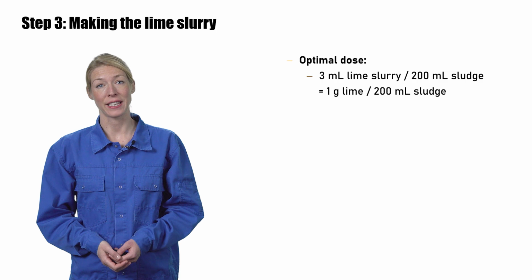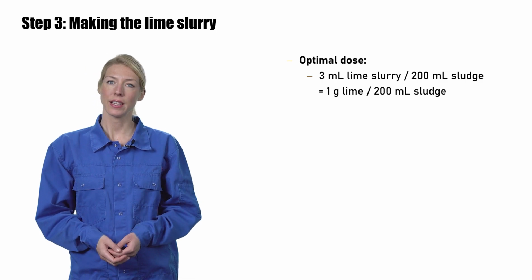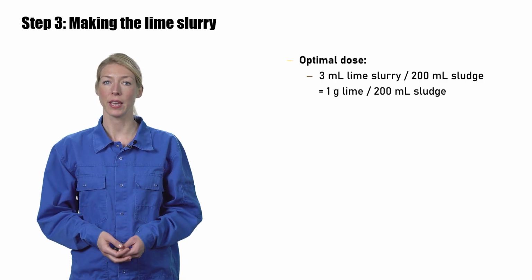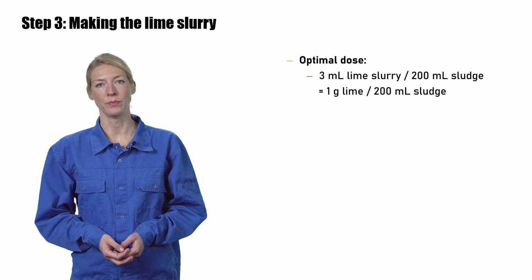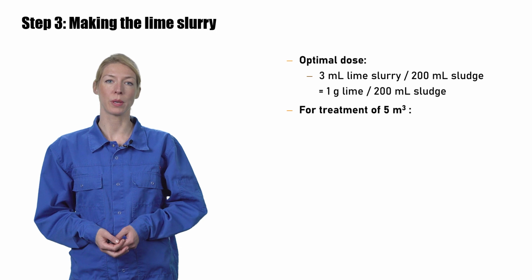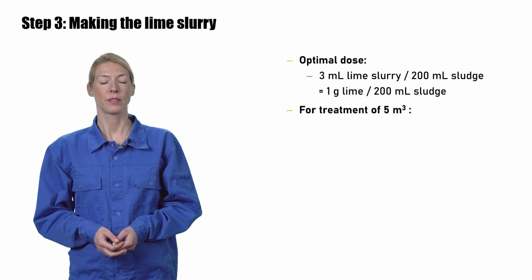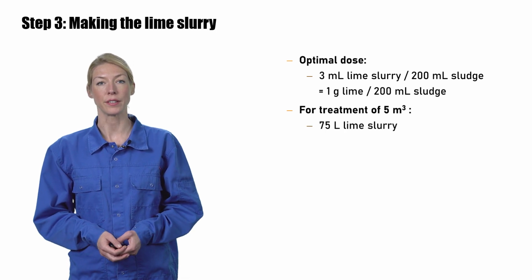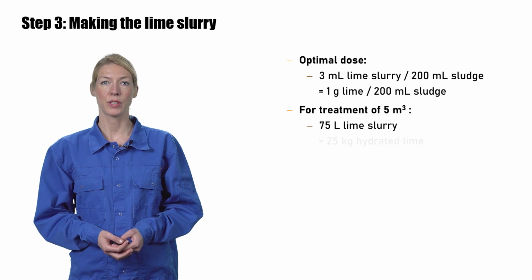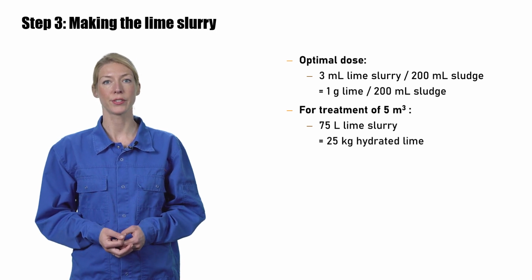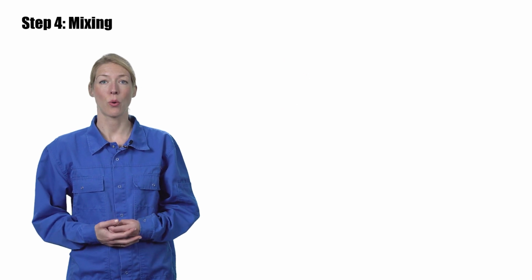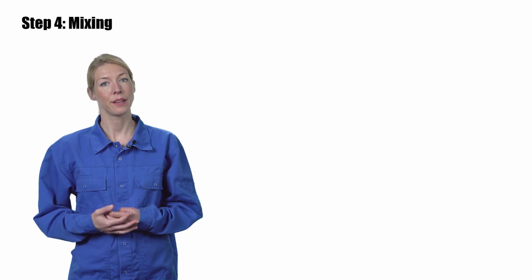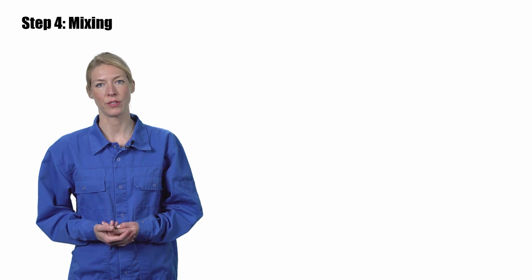Now that you know the correct lime dosage, calculate how much lime slurry you need to make to treat the sludge volume. For example, I want to treat 5 cubic meters of fecal sludge, so I will need 75 liters of lime slurry, which means 25 kilos of hydrated lime. Make the required amount of lime slurry and mix it through the fecal sludge.